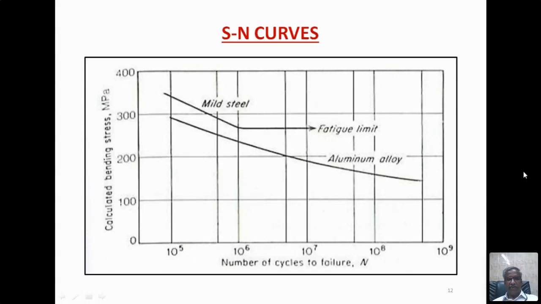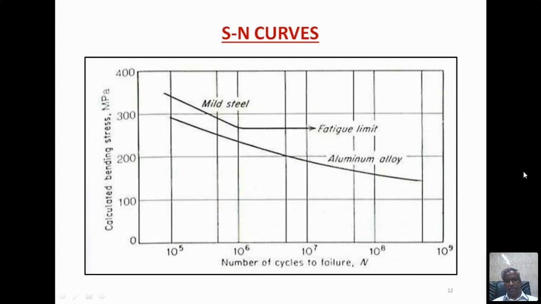So below that, below 250, what happens? The curve remains horizontal. Why does it remain horizontal? Because whatever stress you apply below 250 megapascal, mild steel will not fail. So that stress is known as the fatigue limit or endurance limit or fatigue strength. It is the stress where the curve becomes horizontal, that is, parallel to the x-axis.